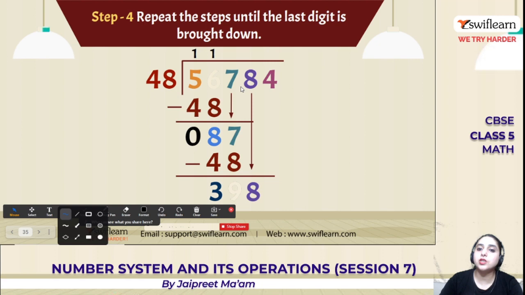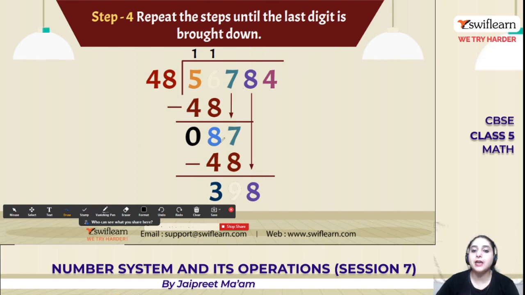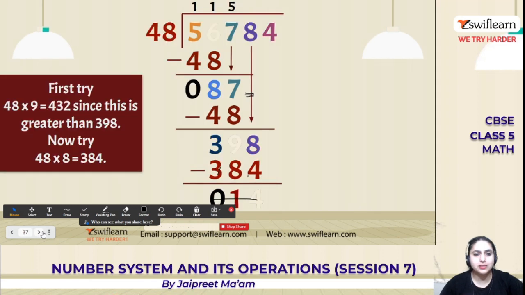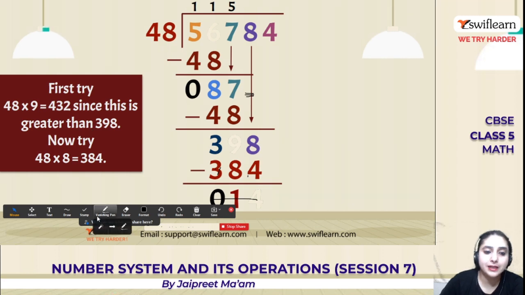Now we have to bring this down. 17 minus 8 is 9 and 7 minus 4 is 3. So then we have to bring this 8 down. Now the number is 398. And 398 is much greater than 48. That means it will be a multiple. 48 times 9 or 48 times 8. So let's check 48 times 9, that is 432.